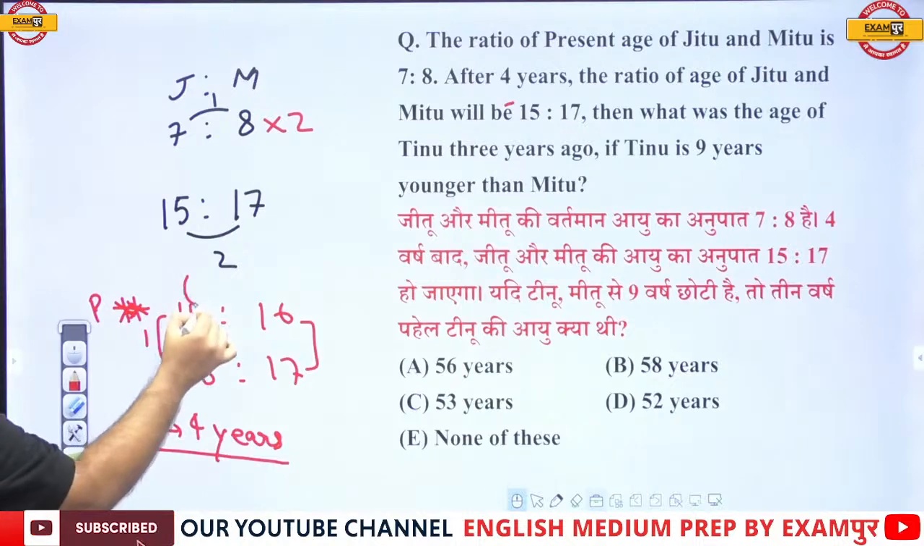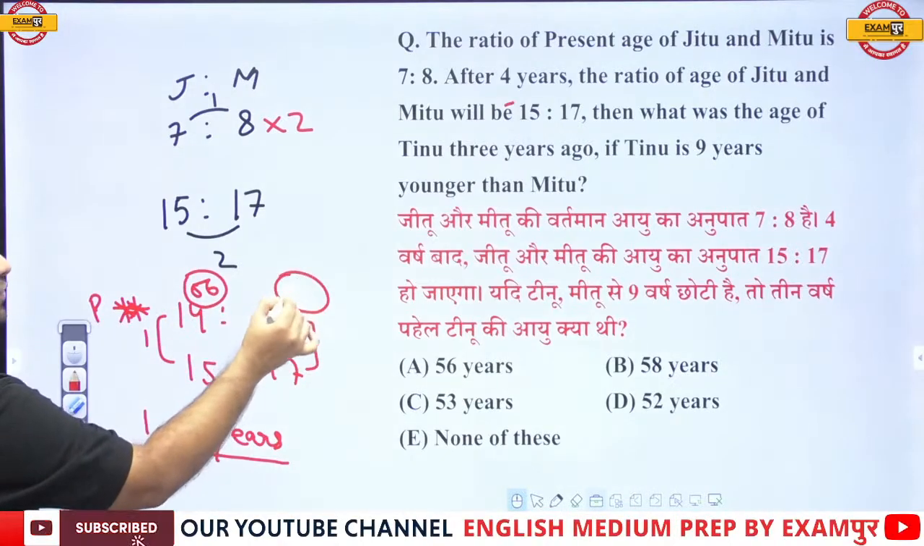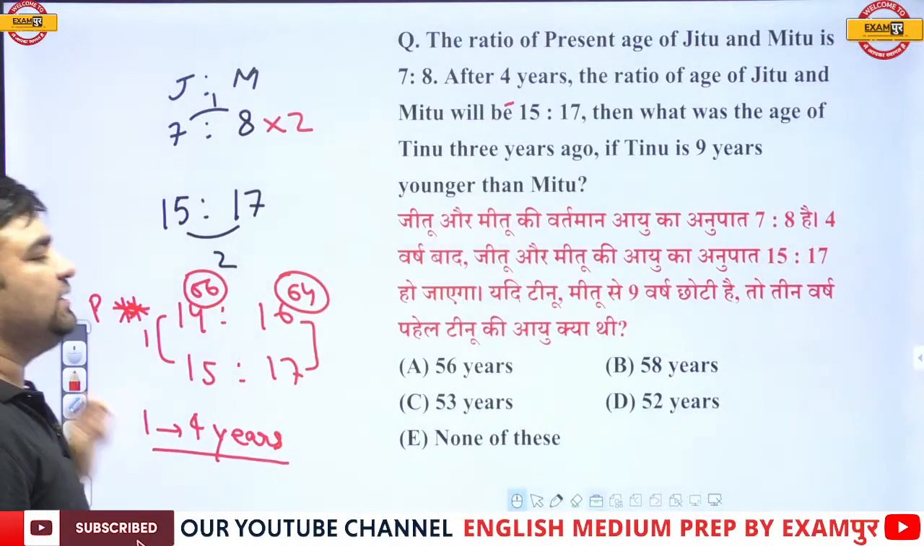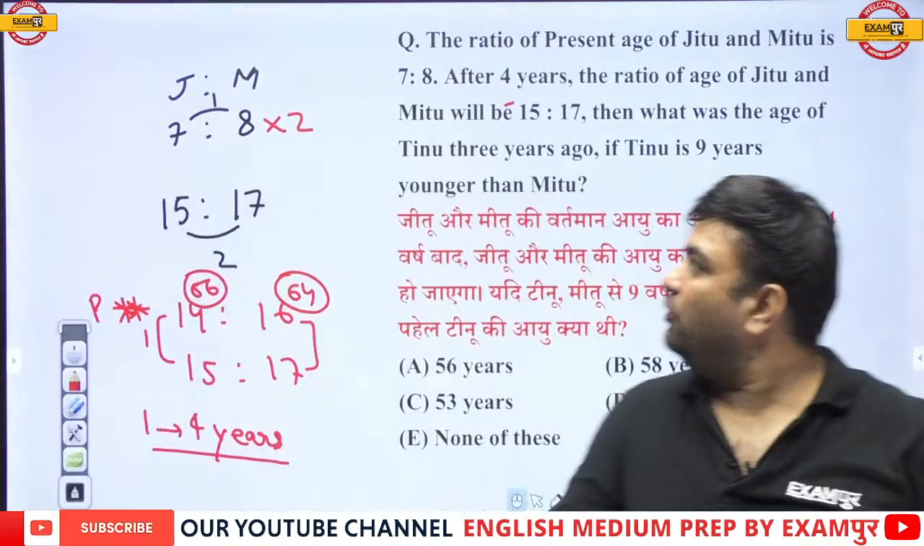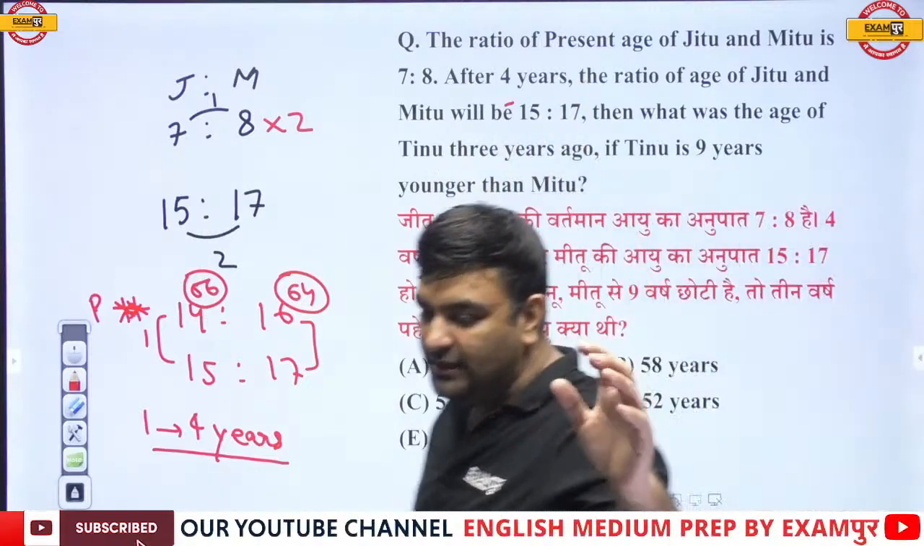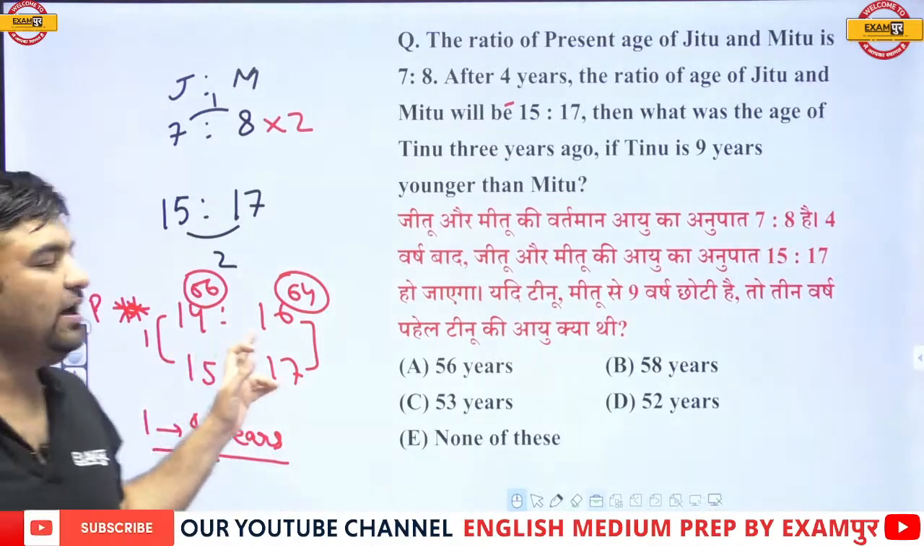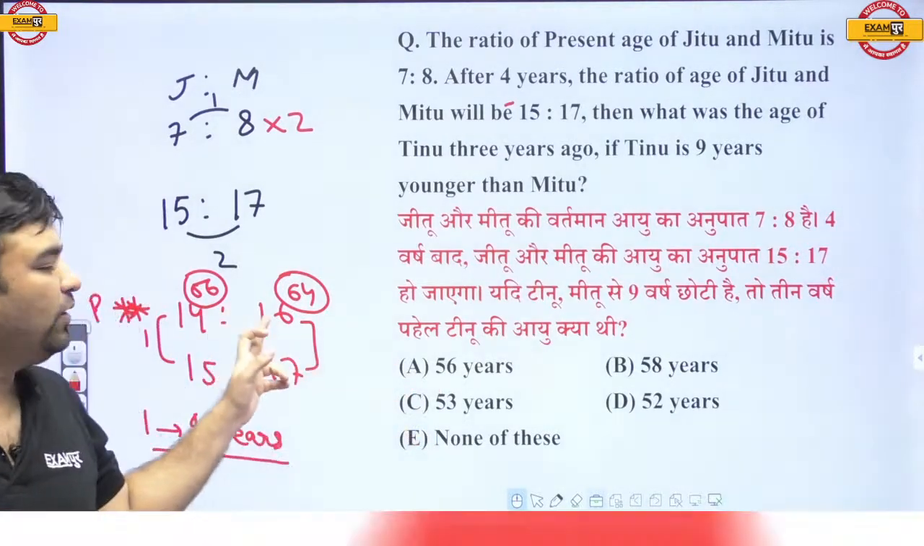14 into 4 is 56 and 16 into 4 is 64. So these are the present ages of Jitu and Mitu, 56 and 64.